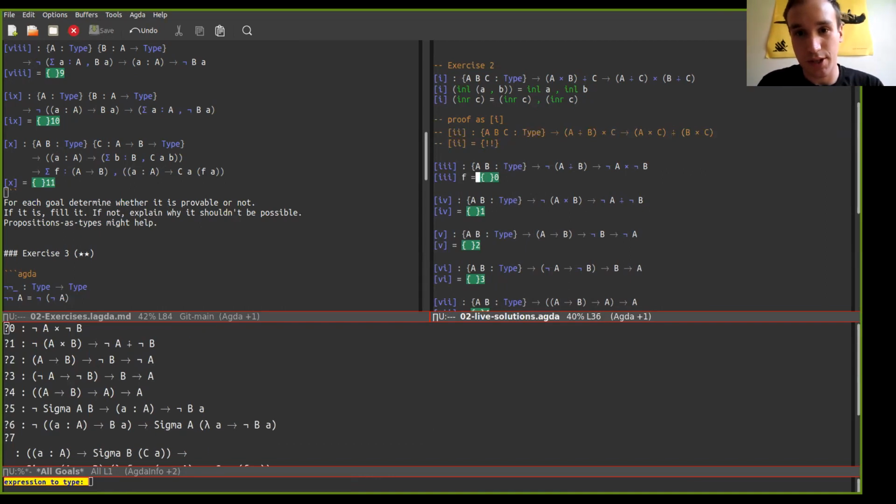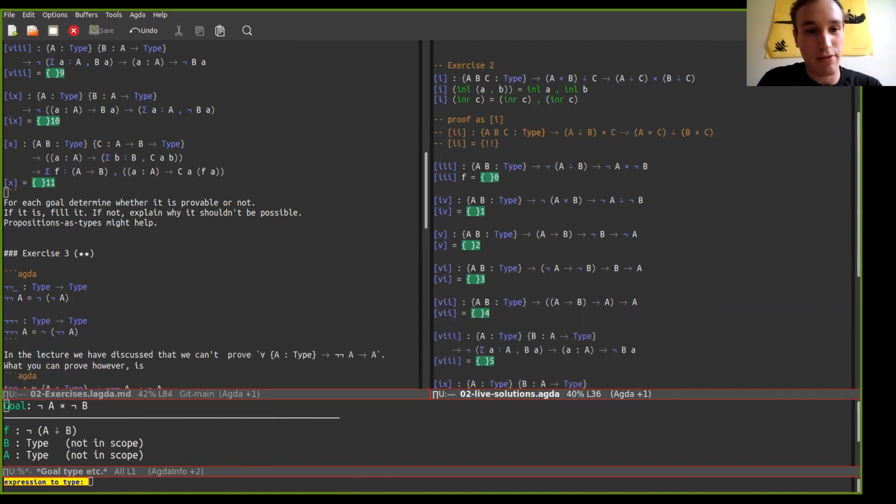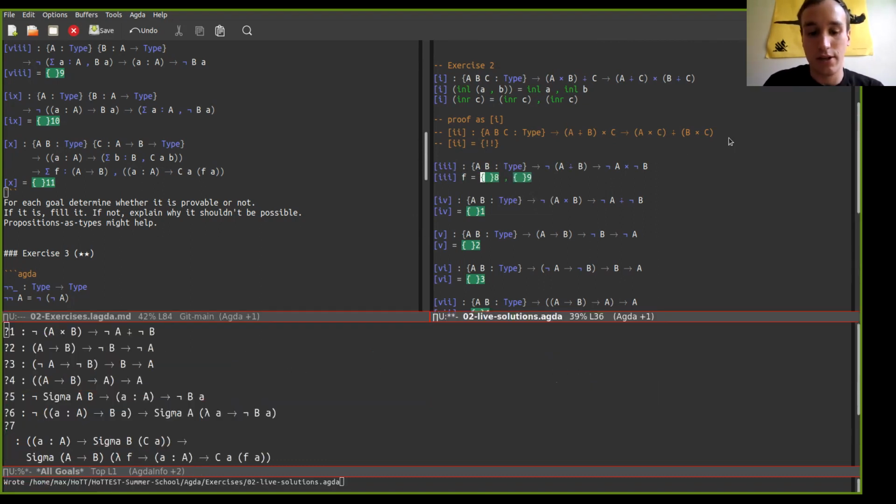So the first argument, F, is of type not A or B, and I name it F because if you remember how negation was defined, it's a function into the empty type. So in terms of negations as functions, I think this is a helpful thing to remember. And then we have to prove something of not A and not B. So this is a pair. We can do Control-C, Control-R, define.